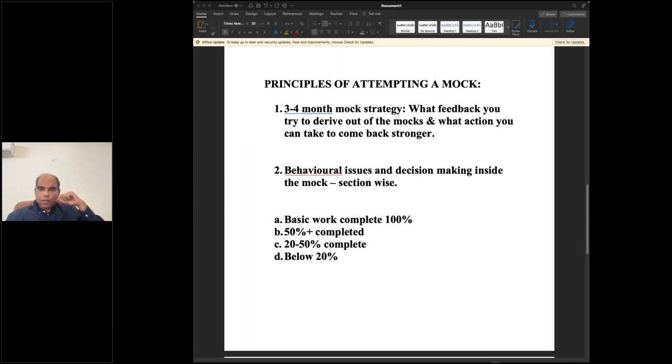Yes, video solutions are included in the mock test series. Most mocks will have video solutions. The ones that don't, we are getting them made, so it'll all be there.